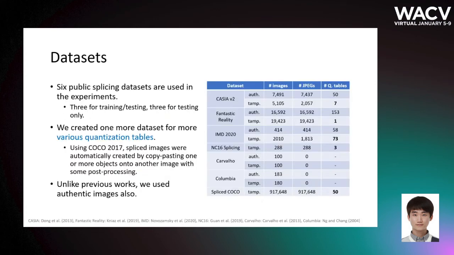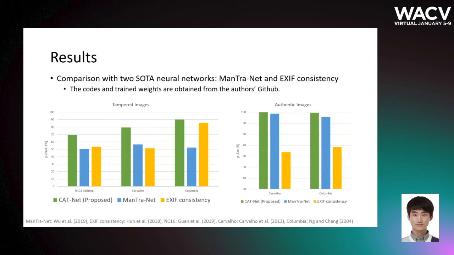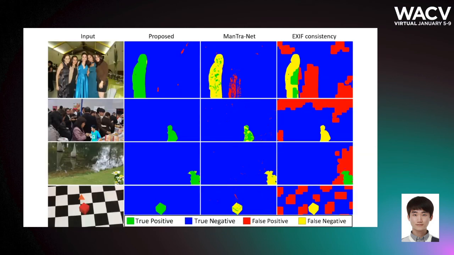For the main experiments, the network is trained end-to-end using spliced and authentic images. We used 6 public datasets and our custom dataset. More details are in the paper. The numerical results: CATNet achieved the highest performance detecting image splicing compared to 2 SOTA CNNs. Here are some visual results. The first column is the input image, the second is our network, the rest is other networks. Green is correctly predicted spliced pixel, blue is correctly predicted authentic pixel, and so on.